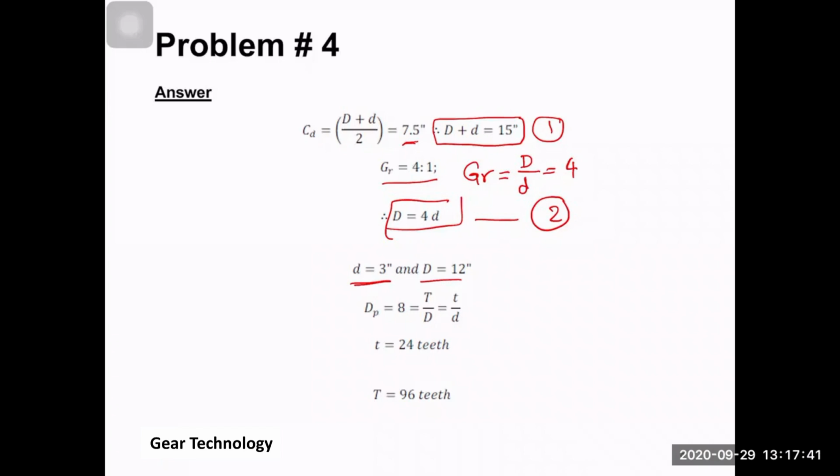Then in order to find the number of teeth for both pinion and gear, we can use the definition of the diametral pitch. The diametral pitch is equal to capital T over capital D, or small t over small d, right? Then we have capital D, we have small d, we have the diametral pitch. So these are two equations. We can use the diametral pitch with the first portion to find capital T, and then we can use the diametral pitch with the second part to find small t, okay? So the diametral pitch is 8.